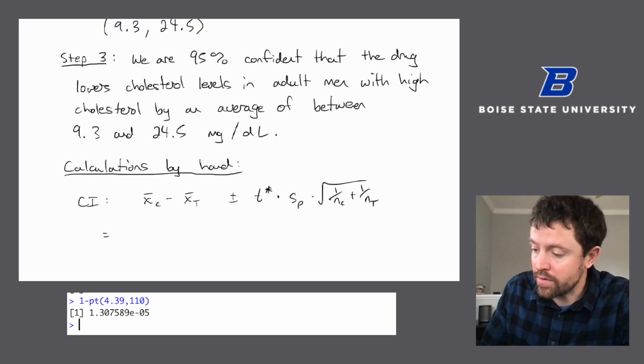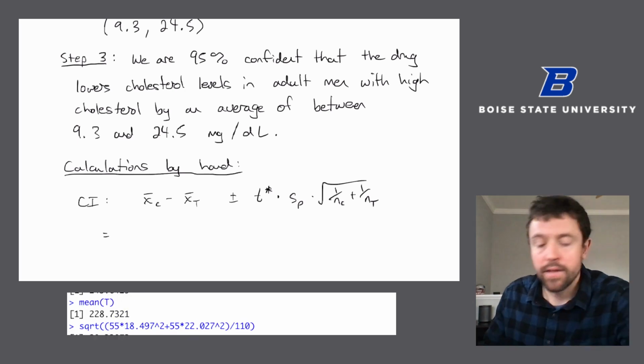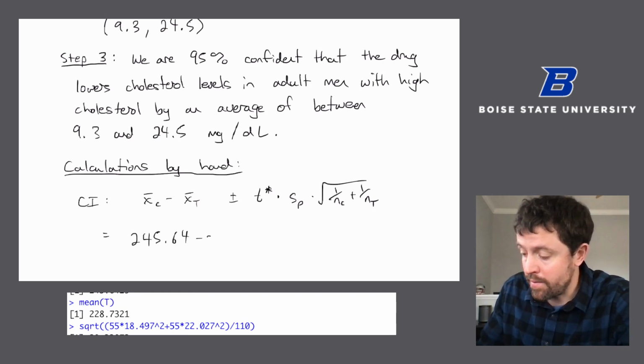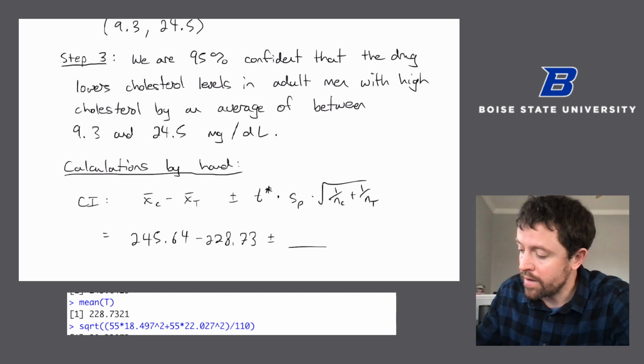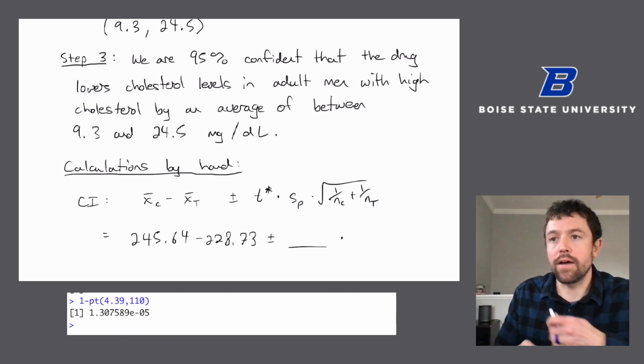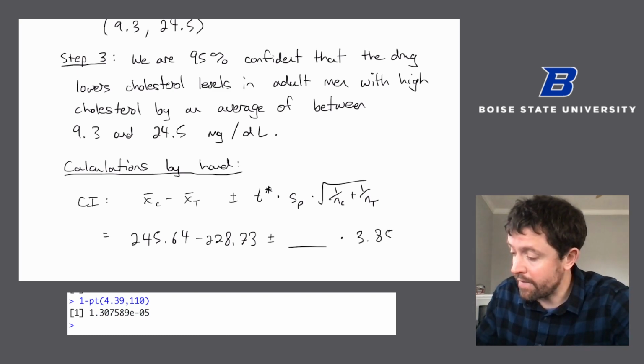So my confidence interval is, what are my sample means here? Let's scroll back up to where we had them. They're 245.64 minus 228.73 plus or minus. We'll need to figure out t star, but this whole S sub p times all this other stuff I already did, right? That was my number that I messed up and should have been 3.855.